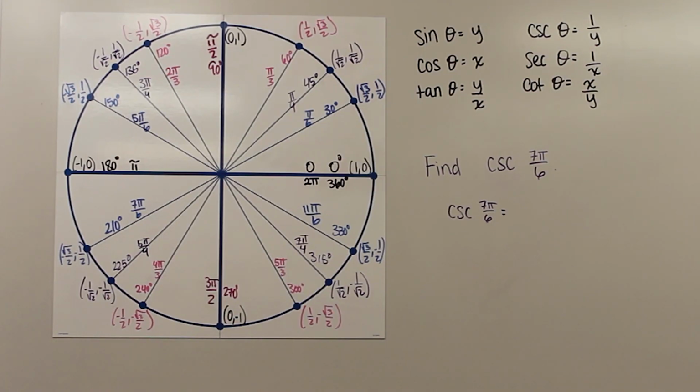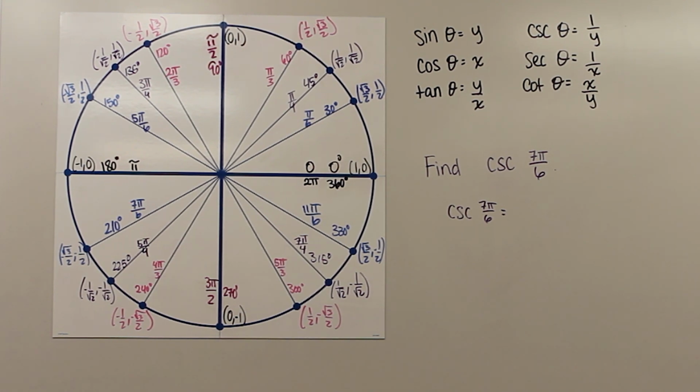All right, our last example is using one of the reciprocal trig functions. So we need to find cosecant of 7 pi 6. Okay, first things first, we are going to want to find our angle measure of 7 pi 6. So let's look for that on our unit circle here. 7 pi 6 is right there.